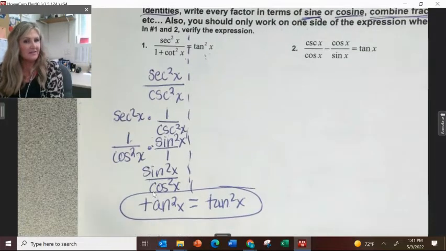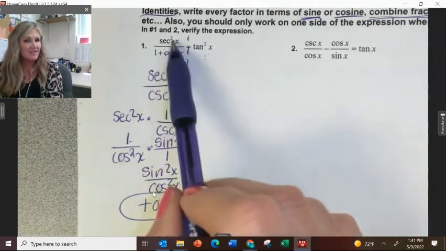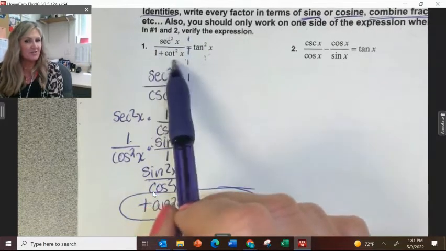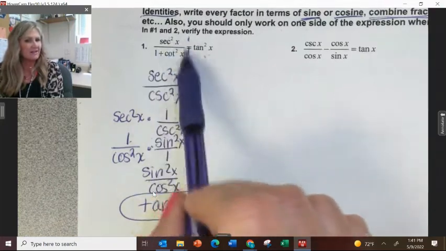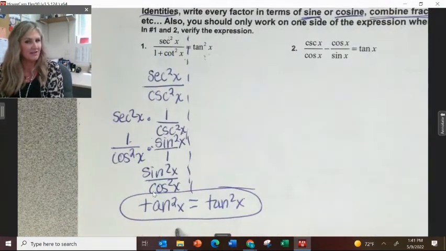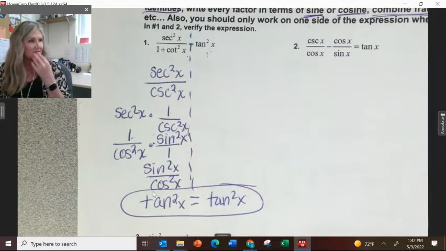Guys, another hint, always work with the more complicated side. Do you see how this has more terms to it than this did? It's going to be easier to take a lot of terms down to something singular rather than something singular and spread it out. Okay?